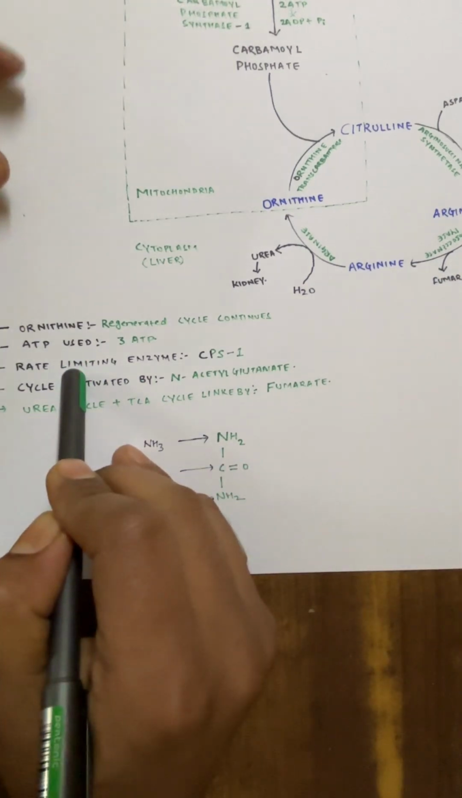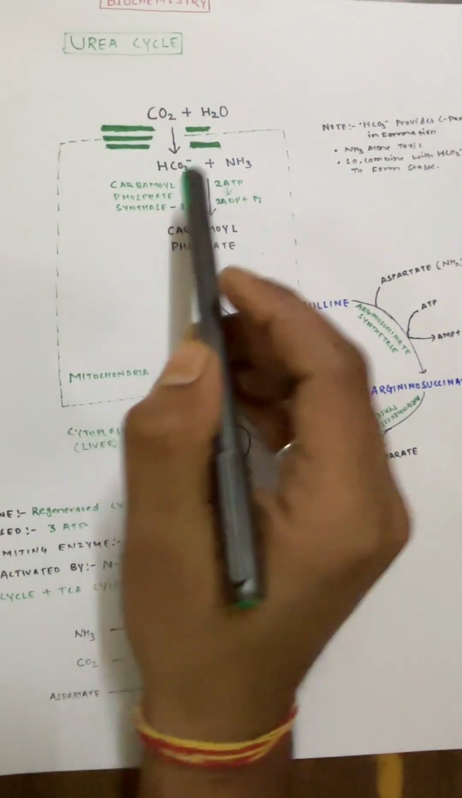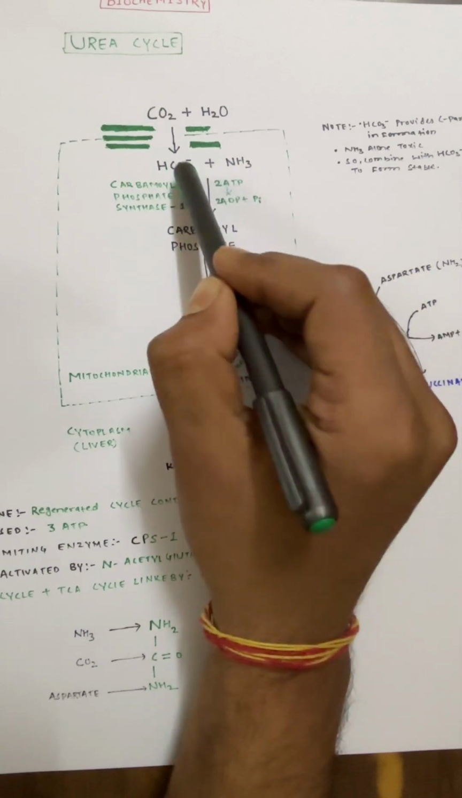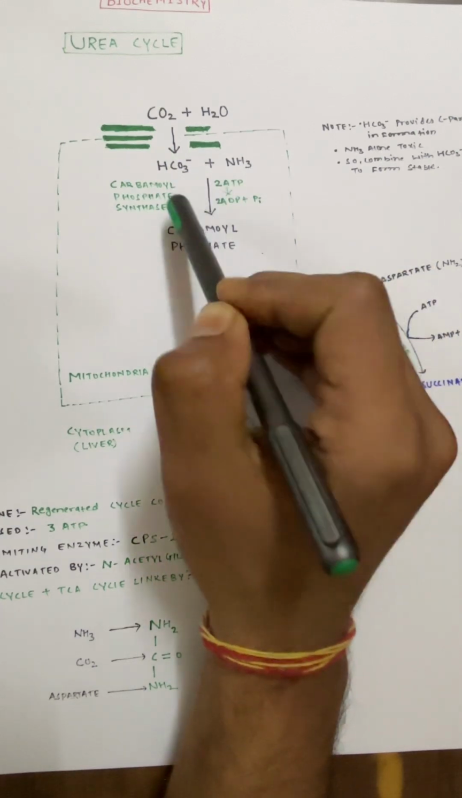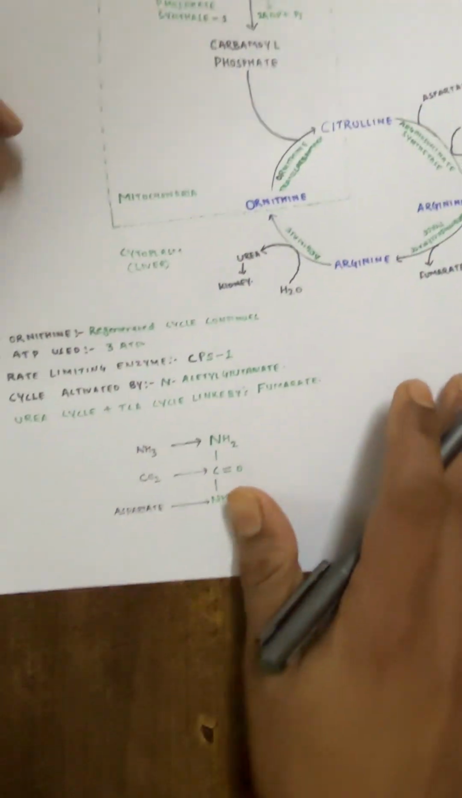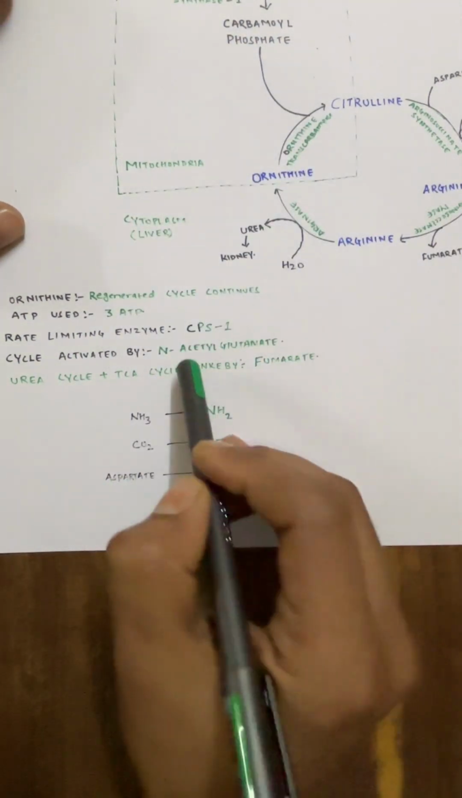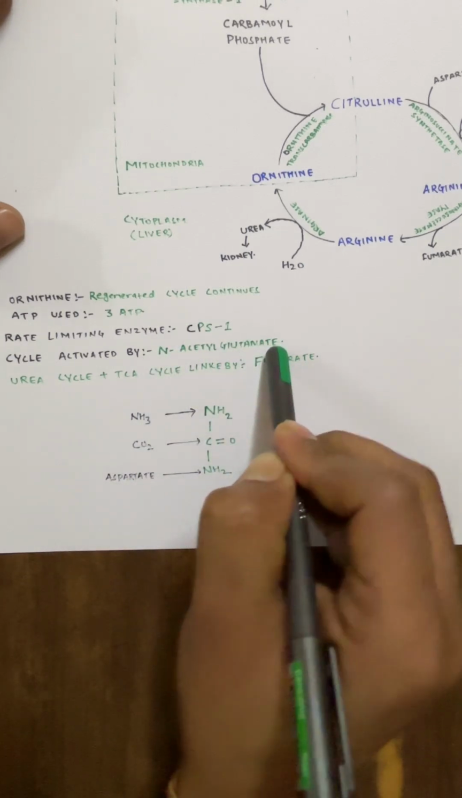Now which one is the rate limiting enzyme? Talking about the rate limiting enzyme, it's carbamoyl phosphate synthetase 1, while converting HCO3 and NH3 to carbamoyl phosphate. So this step is the rate limiting step. Now, by what is this cycle activated? This cycle is activated by N-acetyl glutamate.